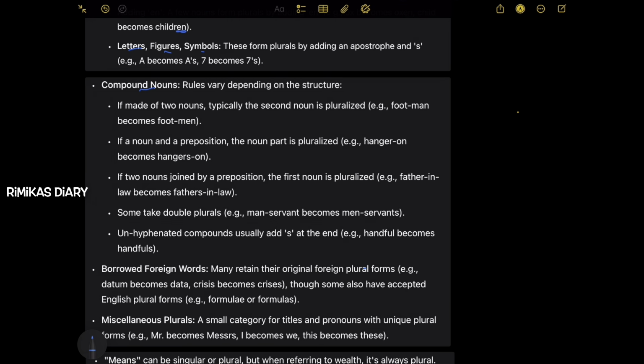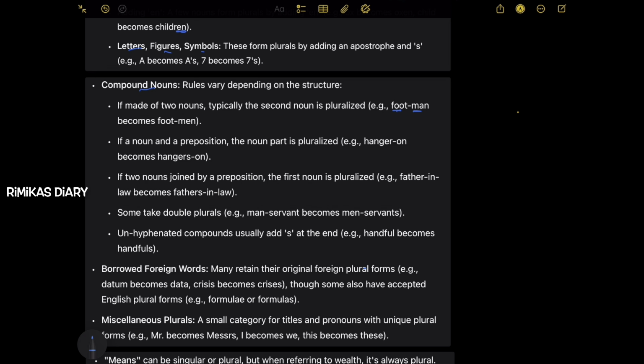Next, compound nouns. Rules vary depending on the structure. If the structure is made of two nouns, typically the second noun is pluralized. Example, footman becomes footmen. You don't change the first word, you only change the second word.